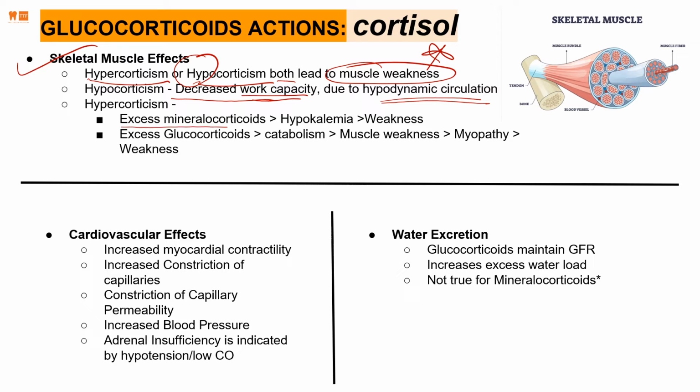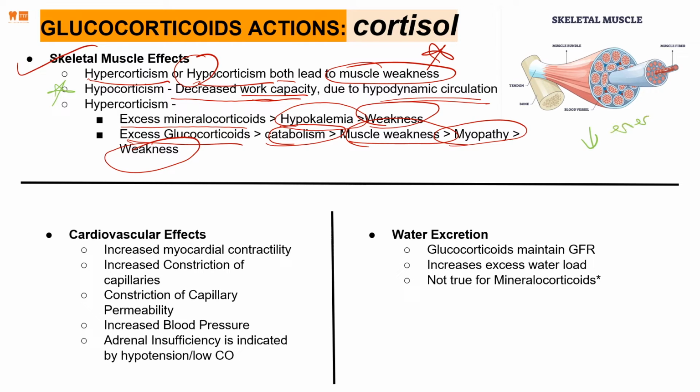Hypercorticism is excess mineralocorticoids, which causes something known as hypokalemia, which leads to weakness. Excess glucocorticoids cause catabolism. That's something we looked at. Muscle weakness. Myopathy is muscle pain, causing weakness. Okay, one little step back here. Hypocorticism is decreasing energy, which means decreasing work capacity.